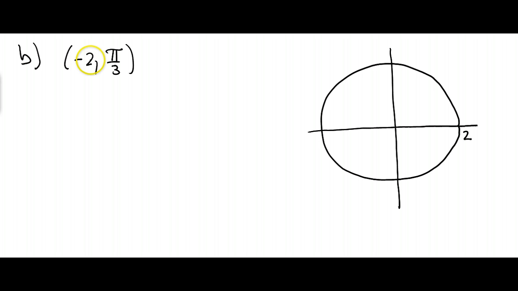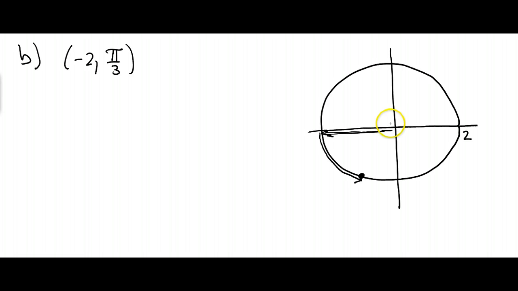So I'm going to have to go out to negative 2 and then rotate in the positive direction pi over 3. So I'm going to travel out to the left, and then rotate pi over 3, which is 60 degrees. So I'm going to rotate 60 degrees this way. So that's where I end up, right over there in the third quadrant. So now I have to figure out 3 other representations.